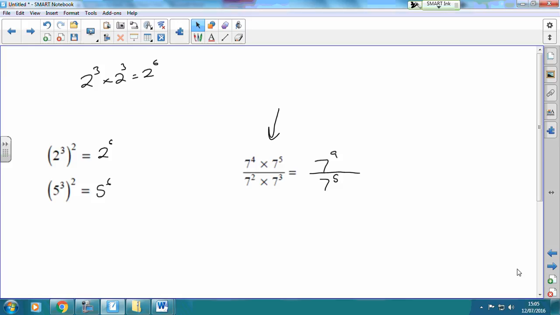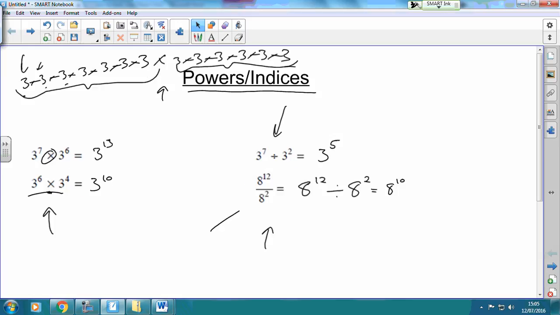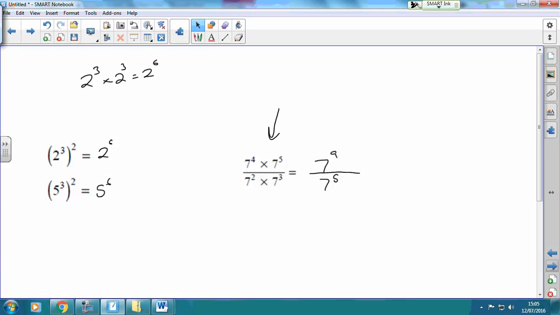And then it turns into exactly the same as this question here. It's just another division one. So 7 to the power of 9 divided by 7 to the power of 5, you subtract the powers, leaving us with 7 to the power of 4. Okay, that's all there is to it. It's quite a short topic, this one.